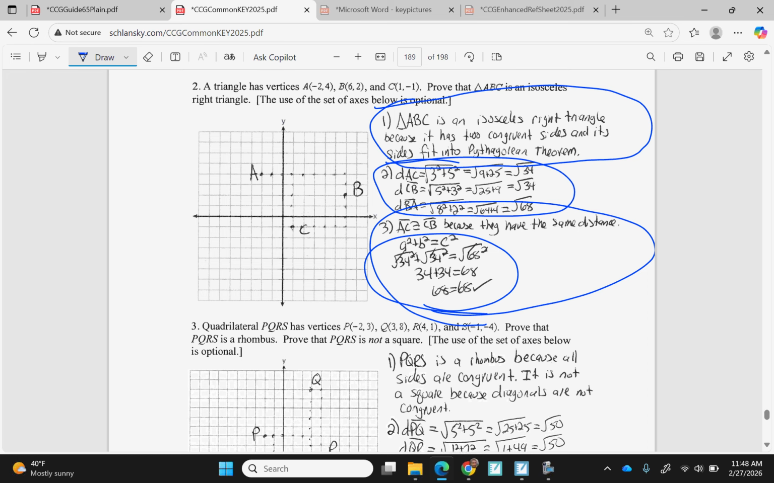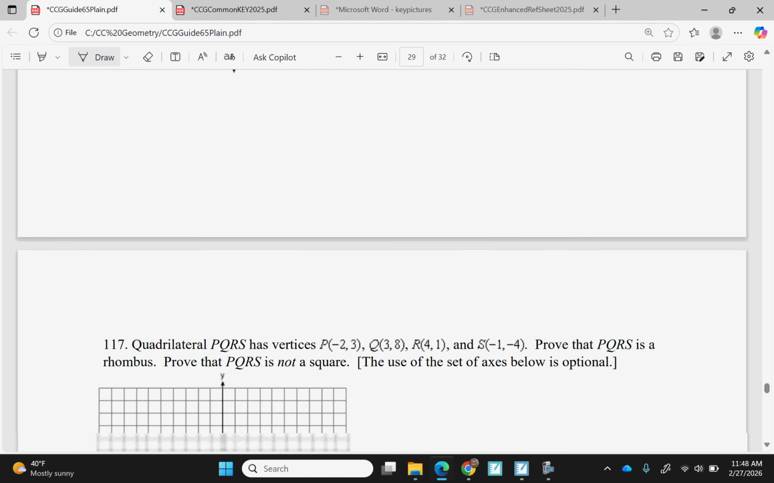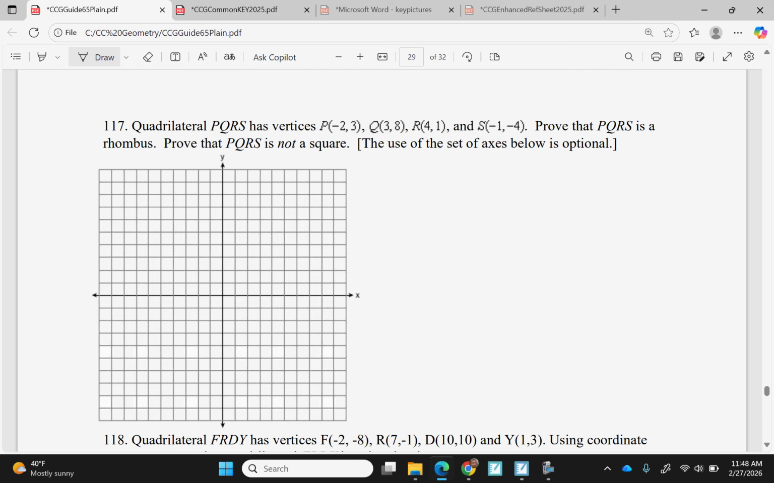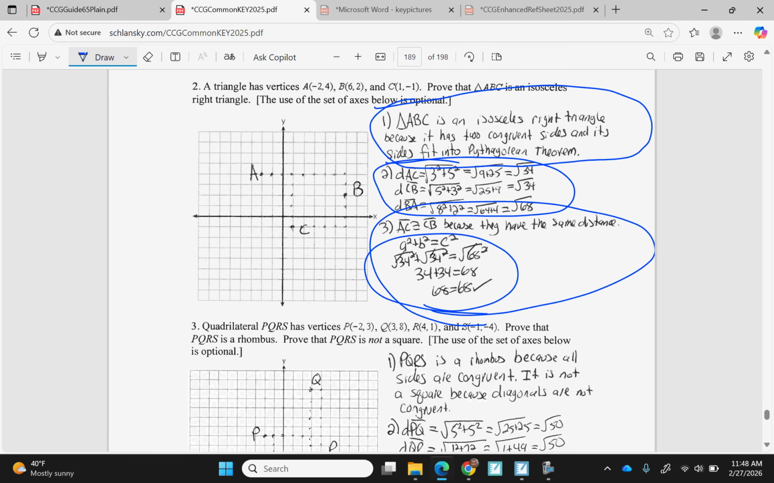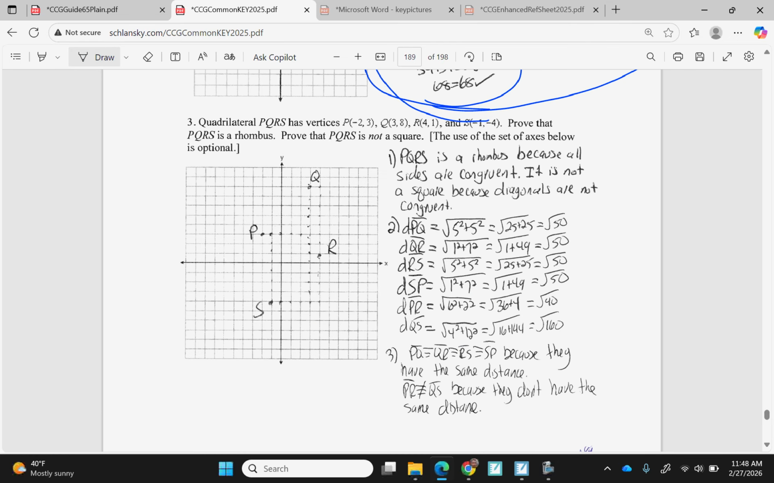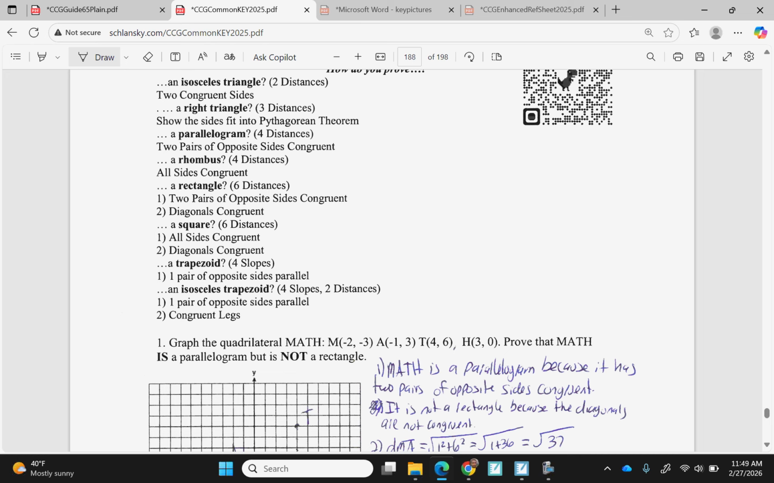Next is the rhombus but not a square. And again, I'm not going to do it because it's just the same thing I just did. I'm going to talk through it to save some time, but you don't need to sit here and watch me do everything I just did. So the PQRS, do I have PQRS? I sure do. So in one, I state what they want me to prove. PQRS is a rhombus because all sides are congruent. And again, that's coming from right here.